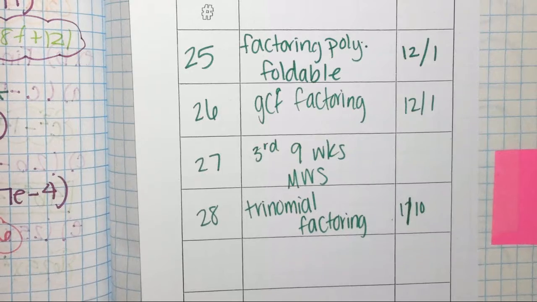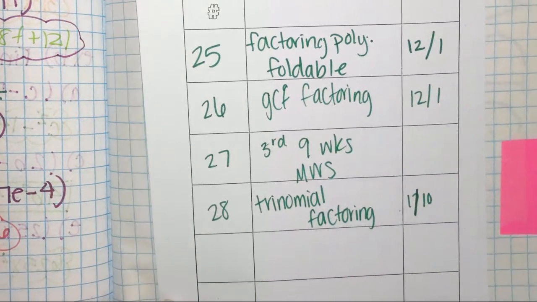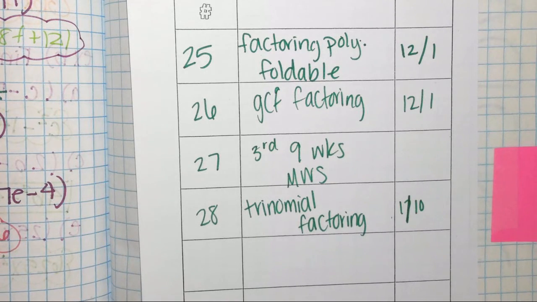So we're going to be factoring a 3-termed polynomial that does not have a GCF. And I'll give everybody a minute to write this down.